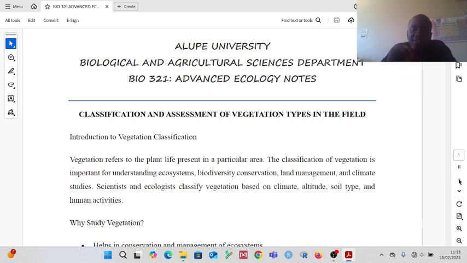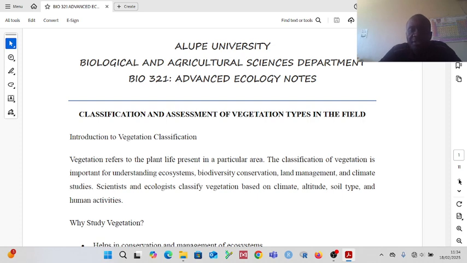And in this, we want to see how we can classify vegetation that is occurring in the field, ways in which it can be classified, and ways in which assessments can be made. Okay. So vegetation just refers to the plant life that is present in a particular area. Okay, so the different types of plants you find in any particular area, that is the vegetation of that place or environment.